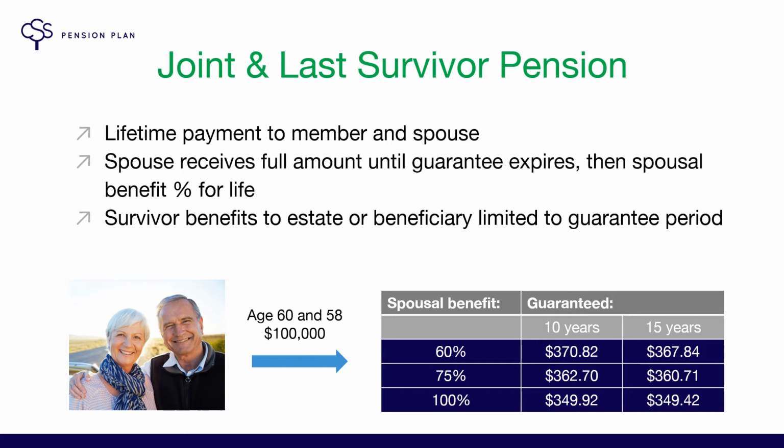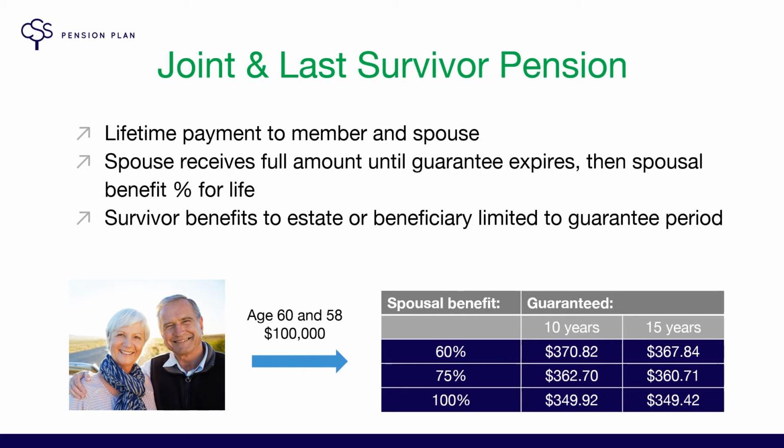If both you and your spouse die before your selected guarantee period expires, the pension will continue to be paid to your beneficiaries or estate for the balance of the guarantee period. The longer the guarantee period, the lower the monthly pension. Suppose, for example, that you select a 15-year guarantee period and both you and your spouse pass away 6 years after your pension starts. In that case, the full monthly pension would continue to your beneficiaries or estate for 9 years, then the pension would stop.